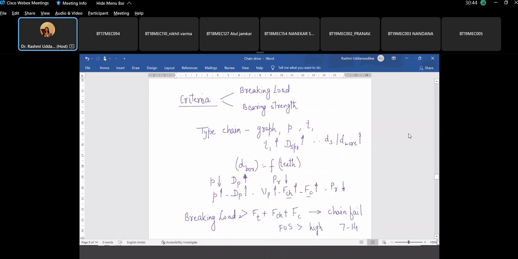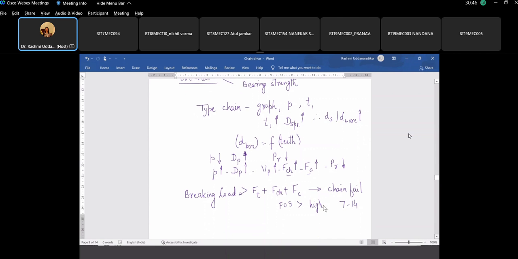So what we are going to check here while designing is the value of breaking load, which is given for a given pitch and for the given chain in the design data book. We'll calculate what is FT, FCH and FC. We will take the ratio of this, which will give us the factor of safety. And when we are checking for the bearing pressure, this is the bearing strength of the pin.